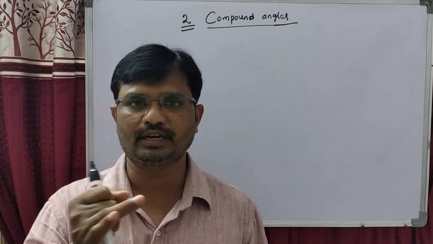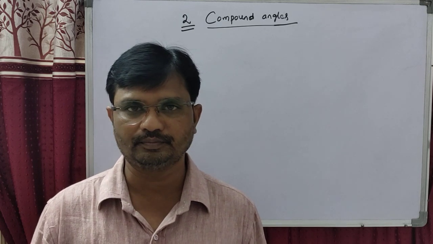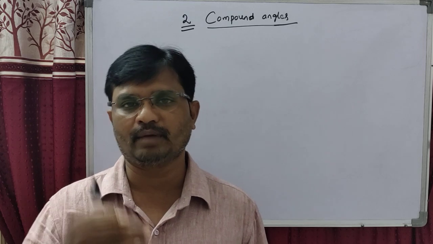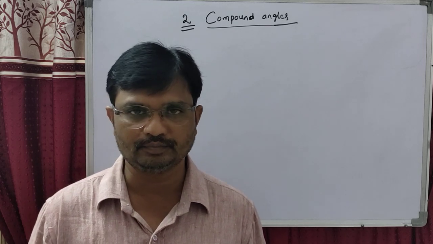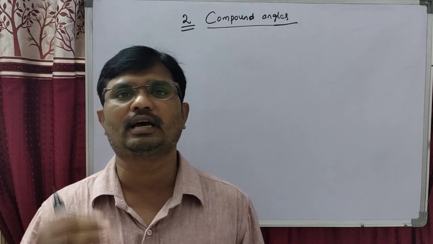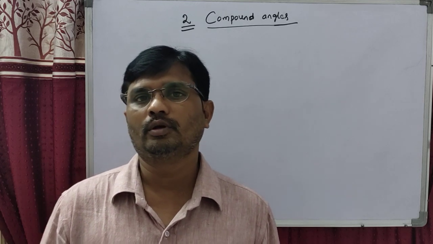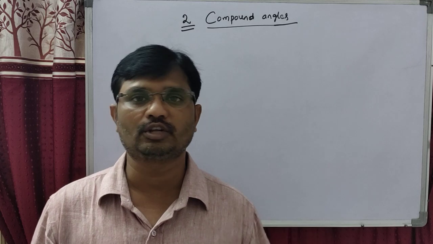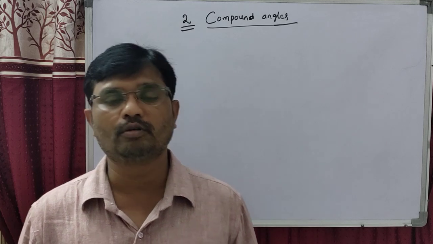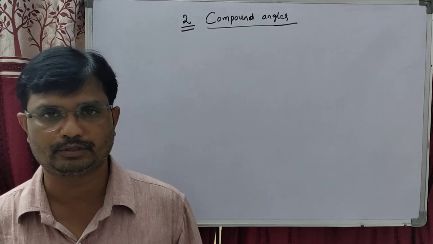Sine square theta plus cos square theta equals 1. Secant square theta minus tan square theta equals 1, and cosecant square theta minus cot square theta equals 1. And we also learned the "all silver tea cups" rule about the signs of the trigonometric ratios.